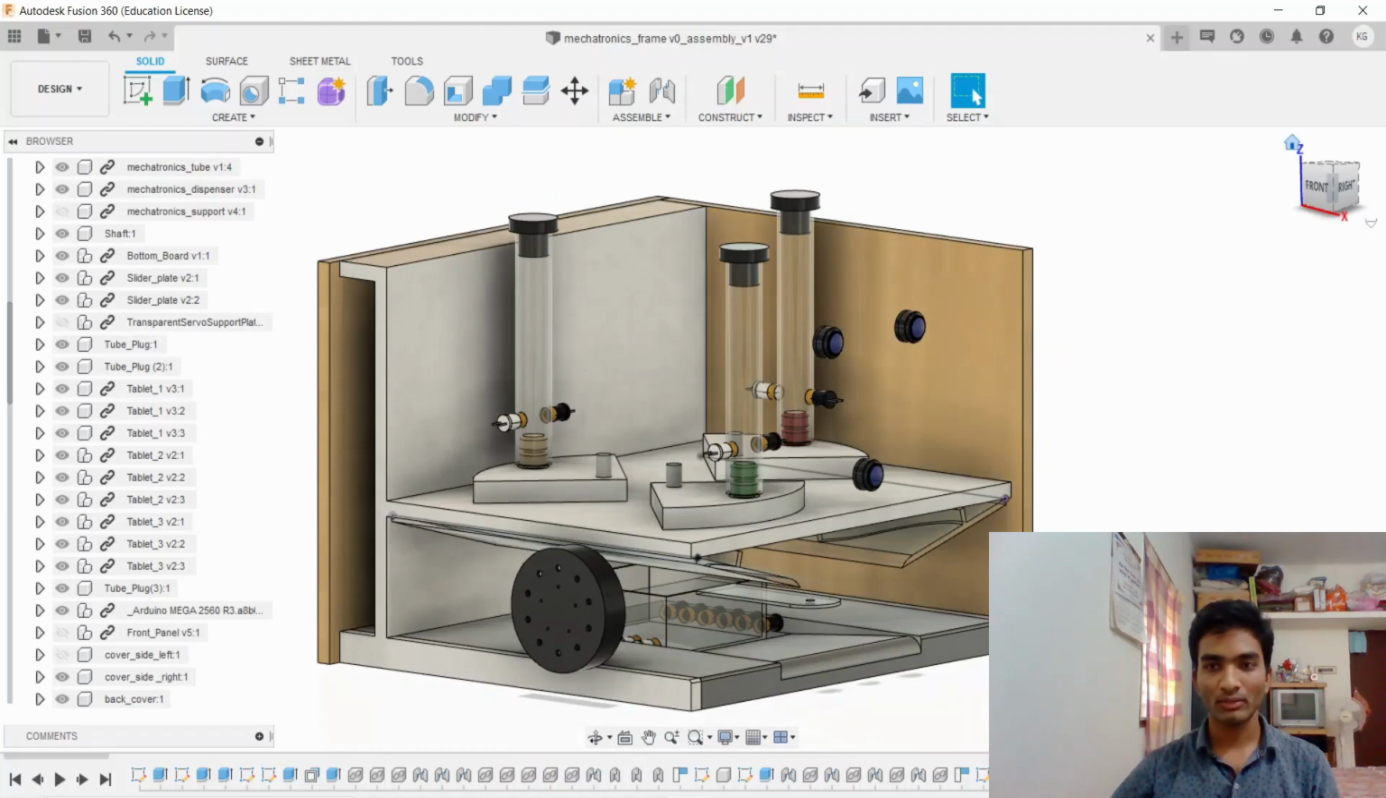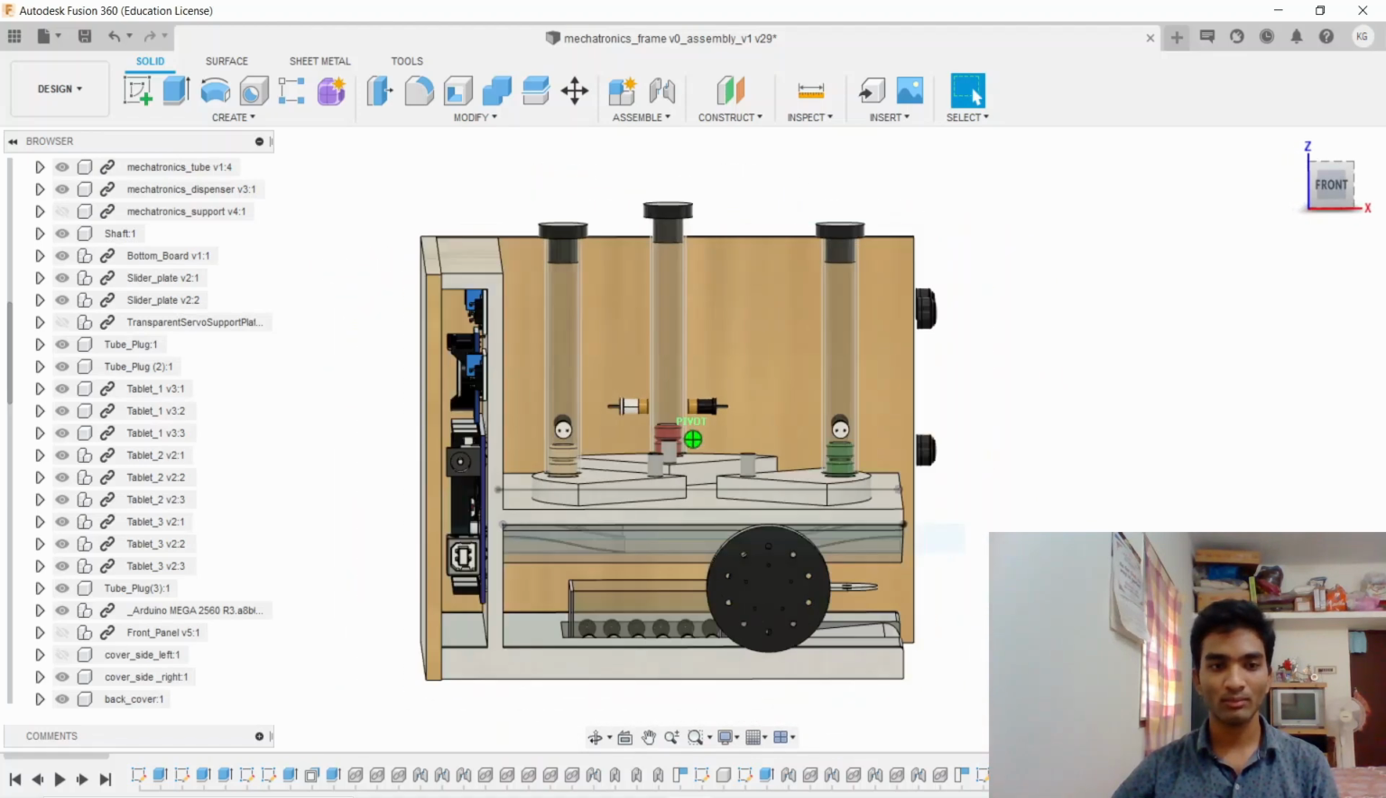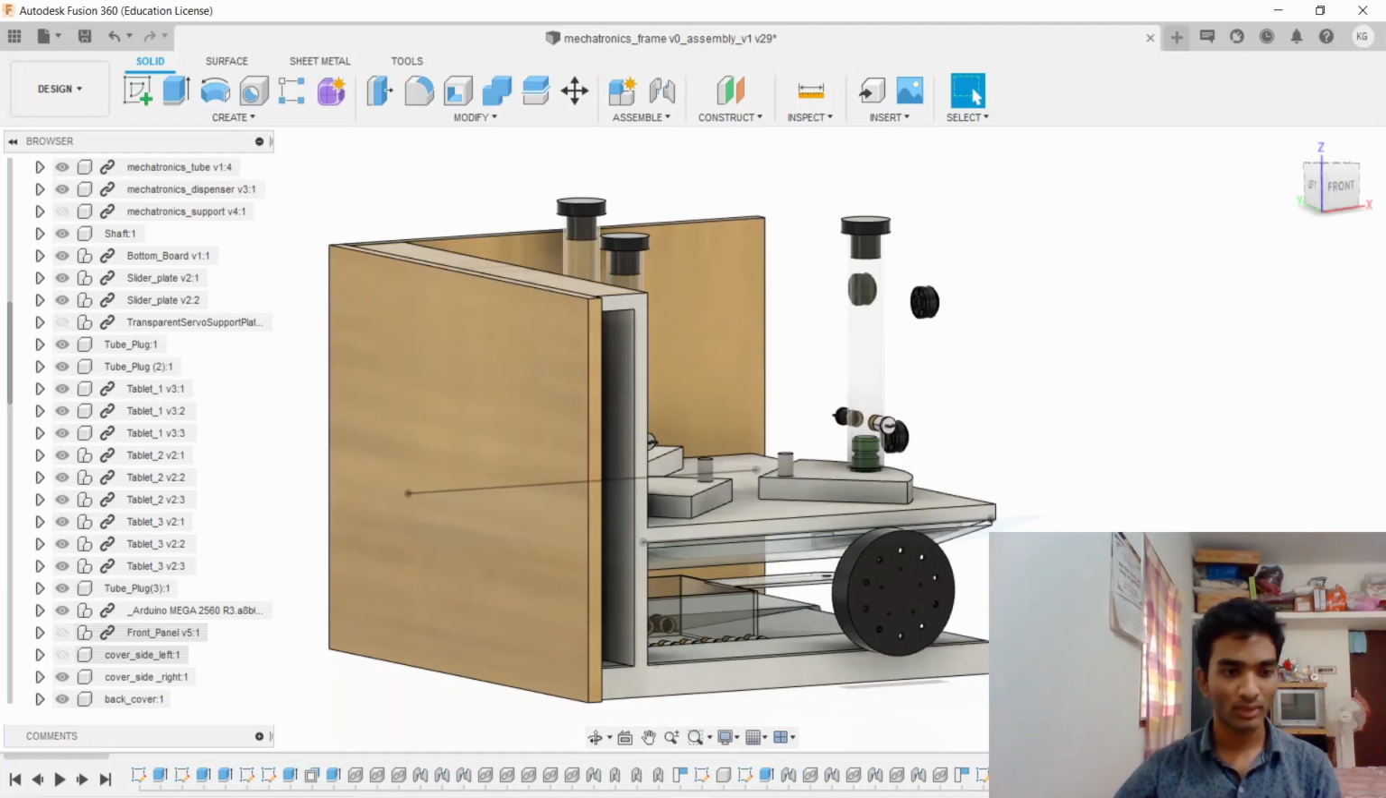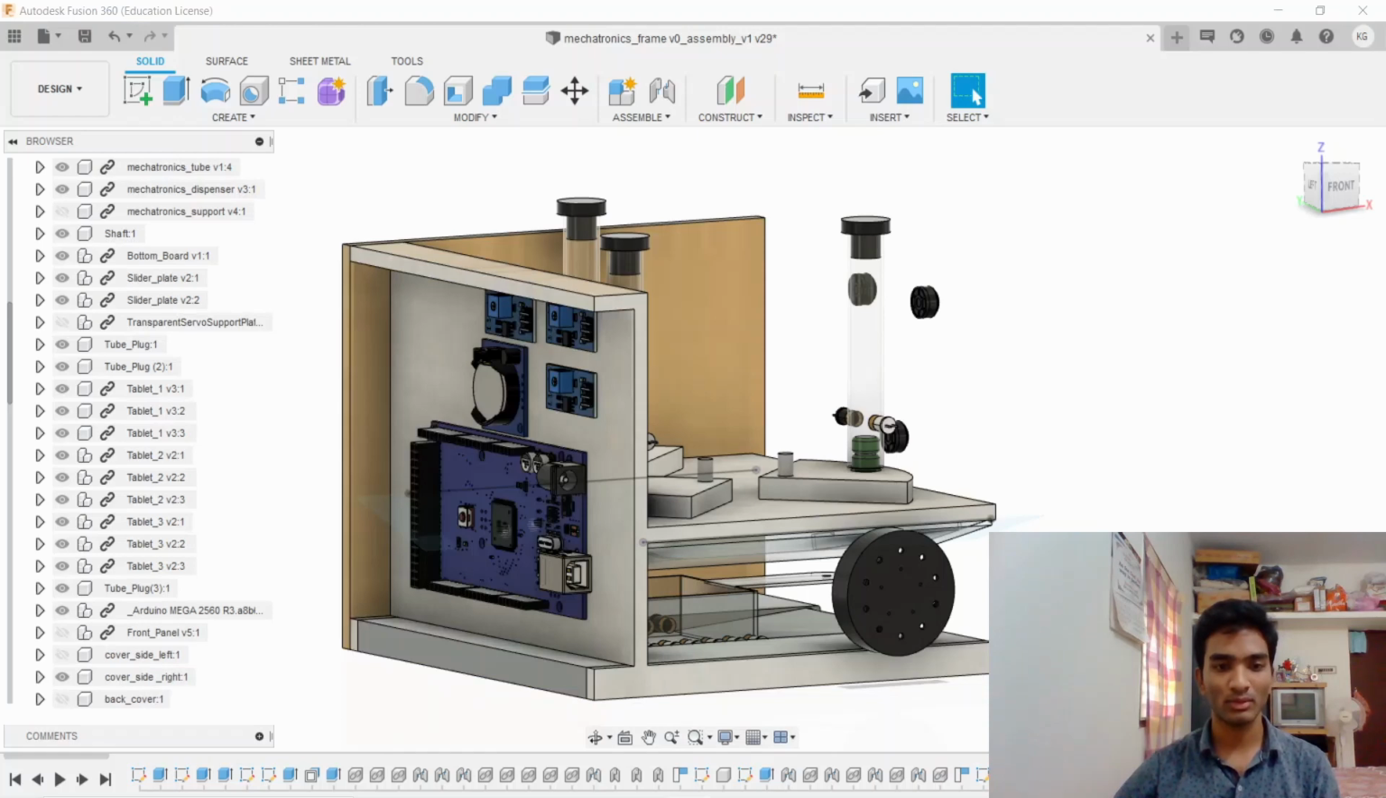So now let's look at the electronic components where we have placed it. So we'll hide the back cover of this model. This is the Arduino Mega 2560. This is the RTC, real-time clock, and these are the IR modules.